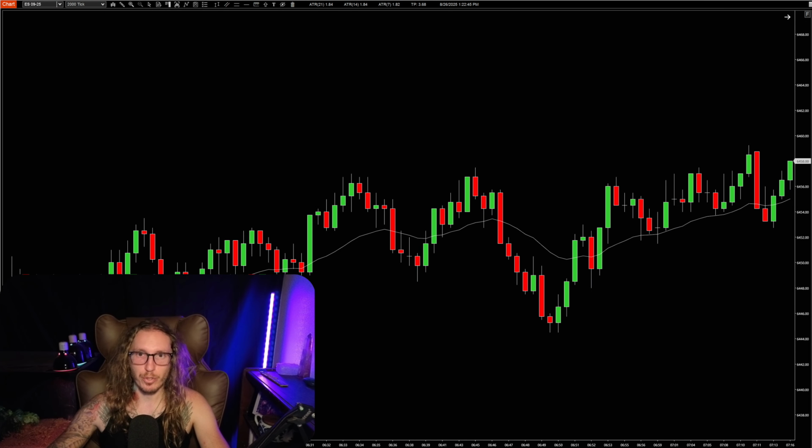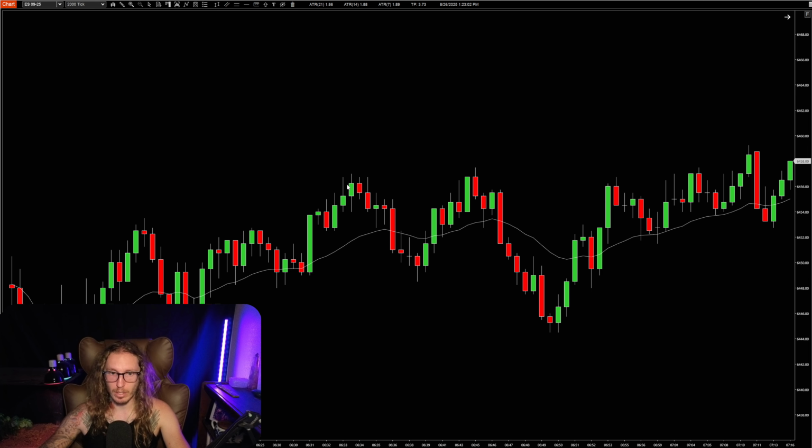This is a futures trading strategy that works on all time frames, but I think it's best for scalping. You can use this on every asset, every time frame, any market that has enough volume. I'm going to demonstrate this on the ES, which is the S&P 500 2000 tick chart.